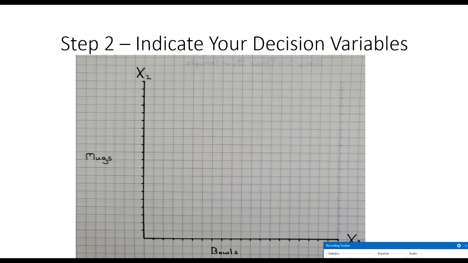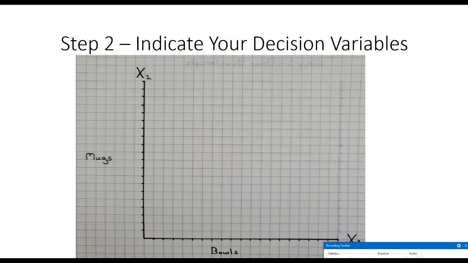In this step, we indicate our decision variables. So I've written down here bowls on the bottom, and that's x1. And I've written over here mugs on the y-axis, and that's x2. Each point on this graph, so this point right here, represents a production choice, this amount of bowls and this amount of mugs. What we are doing is looking at our production choices visually. It's giving us the opportunity to consider these situations in a visual manner.